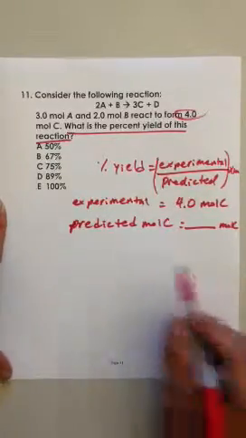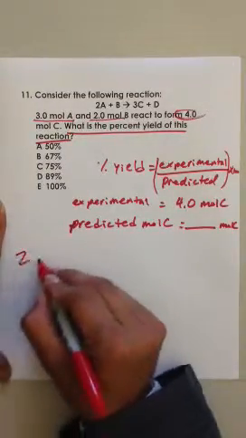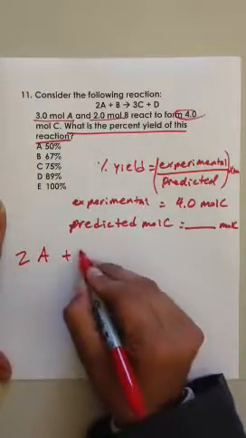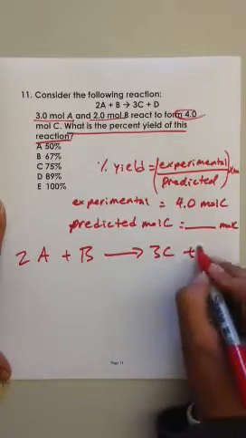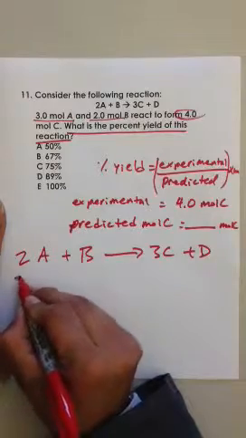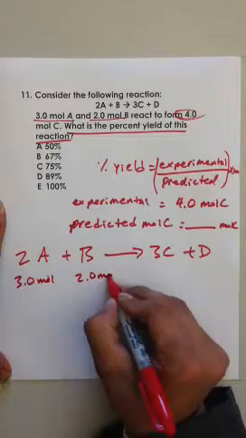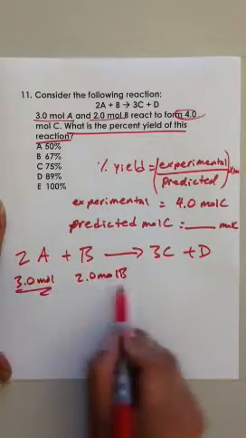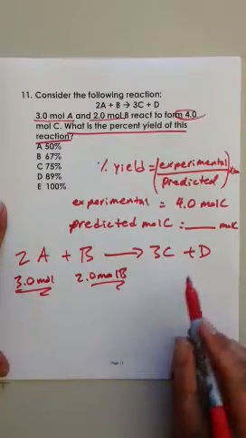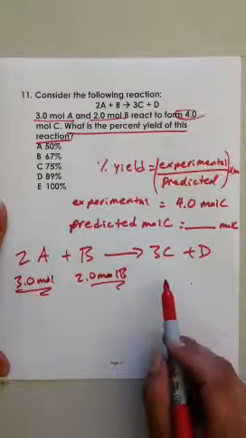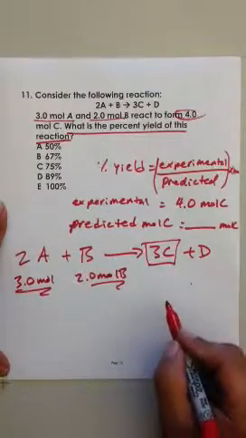All right, but look, what kind of a problem is this, folks? When we have 2 amounts of reactant, 3.0 moles of A and 2.0 moles of B, it's a limiting reactant problem. We don't know which one's going to run out first. So the only way to find the limiting reactant is to find out which one gives you the least number of product. Okay, so let's do it.